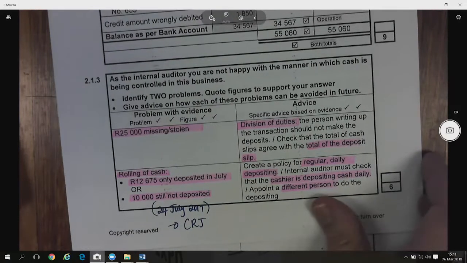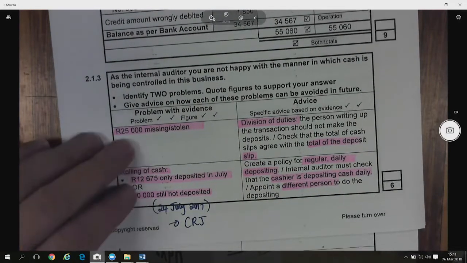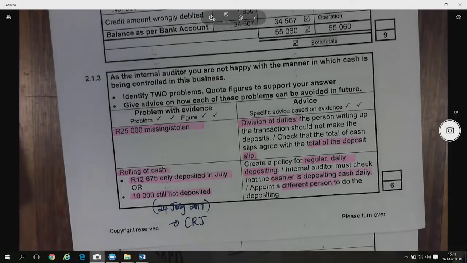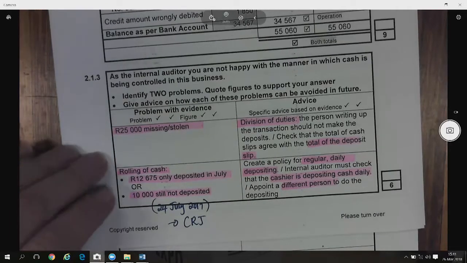Okay, that was the bank reconciliation question. It was not a difficult one. I just hope that you learn a little bit from all the information that I gave you there.